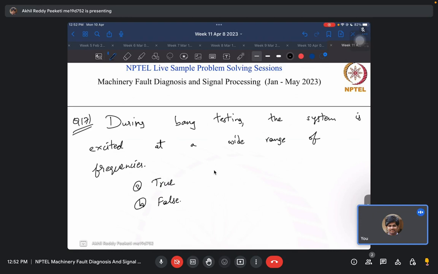During bump testing, the system is excited at a wide range of frequencies. True or false? Answer is true. During bump testing, the system is actually excited at a wide range of frequencies. So that's how you can actually estimate the natural frequencies, because the amplitude at the natural frequency will be the maximum.